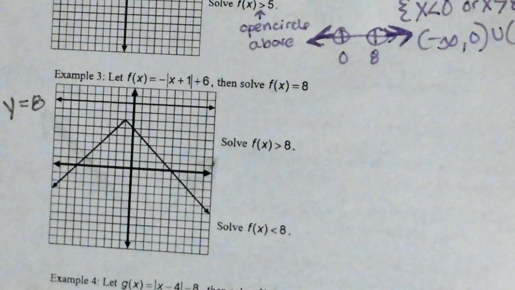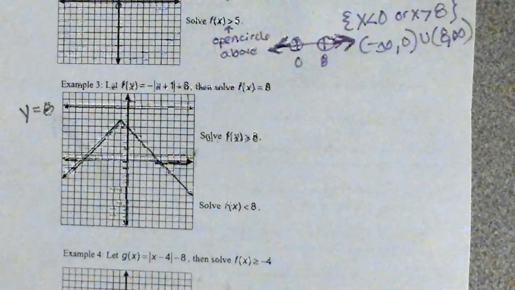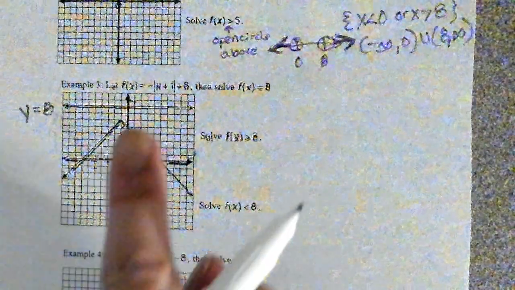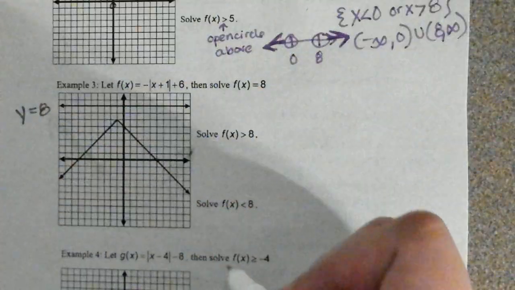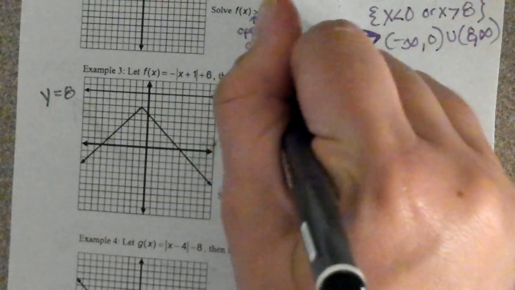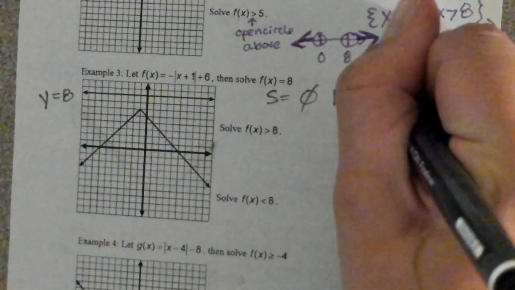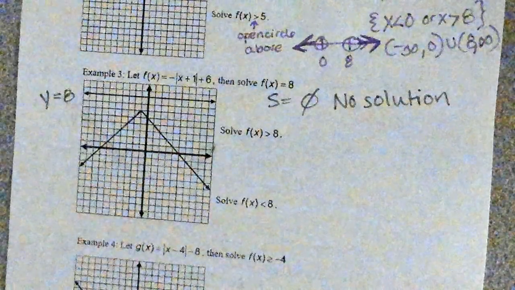So I want to know, when does our absolute value equal 8? Where will this line and this graph intersect? Never, right? Imagine that this is going to continue to go down. So this one would have no solution because they don't intersect.